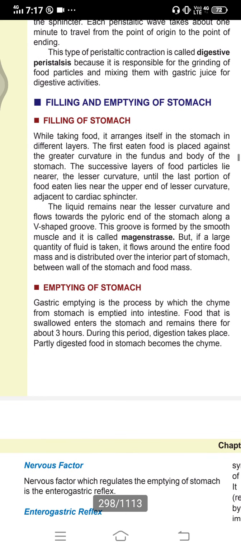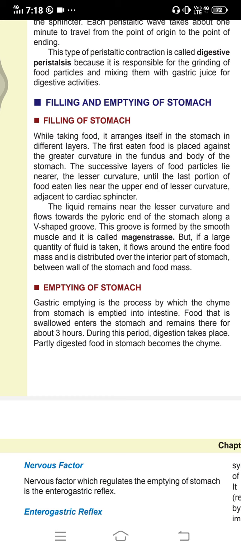The liquid remains near the lesser curvature and flows towards the pyloric end of the stomach along a V-shaped groove. This groove is formed by the smooth muscle and is called the magenstrasse. But if a large quantity of fluid is taken, it flows around the entire food mass and is distributed over the interior part of the stomach between the walls of the stomach and the food mass.